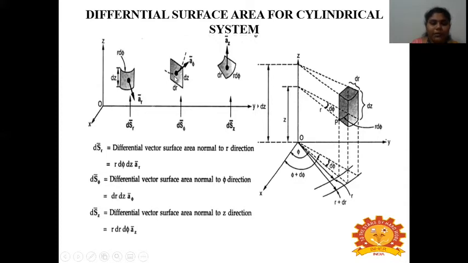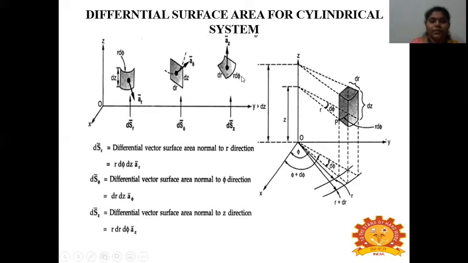Next we have to consider the phi vector. See, this is your phi. The phi direction will be radiating outwards. So this unit vector a phi will be perpendicular to the surface dr and dz. So the surface area is given by the product of dz and dr into the unit normal vector a phi vector.